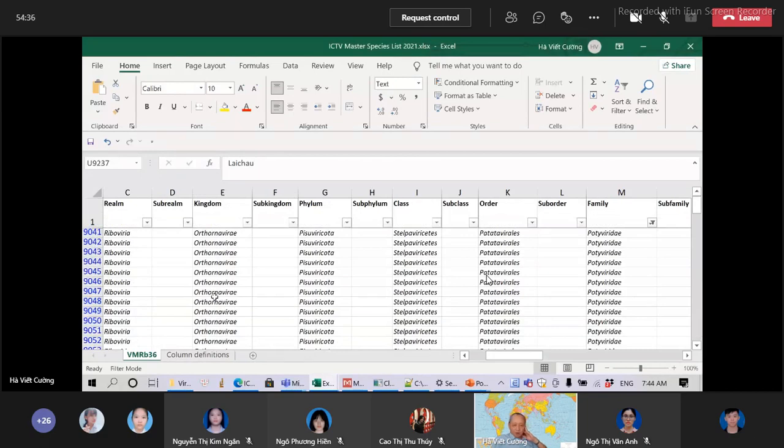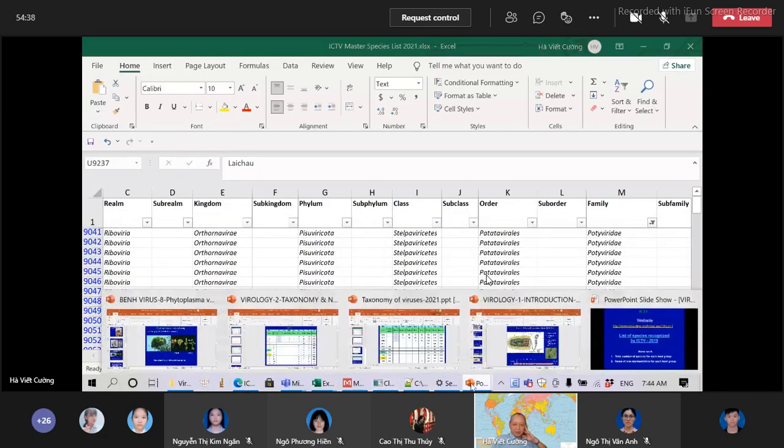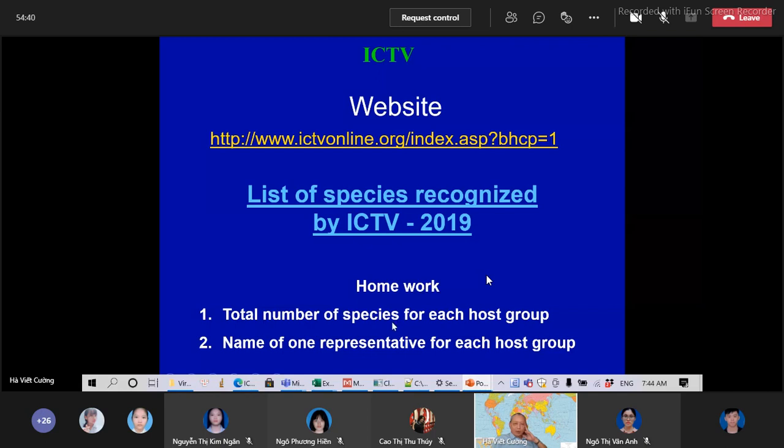It's so long, huh? And probably this homework is too big for you, so I don't put this homework for you. Because we would count the number of species for each host group, and we have a very diverse group of hosts: humans, animals, plants, and so on. So it's a very big mission for you. So I don't put this homework for you.